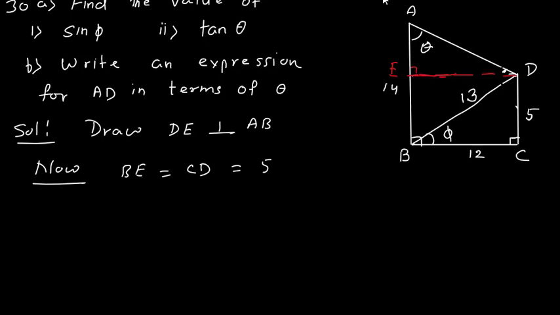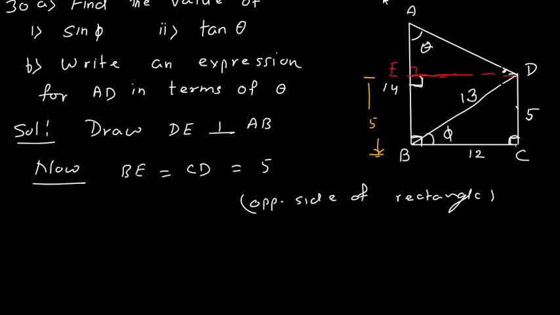This is the opposite side of the rectangle. By the construction we have made one rectangle, right? We have this angle 90 degrees, this angle 90 degrees and this angle 90 degrees, so all angles are 90 degrees. So this value is 5. Now the value of BE is 5. The total value of BA is 14, so I can find AE.